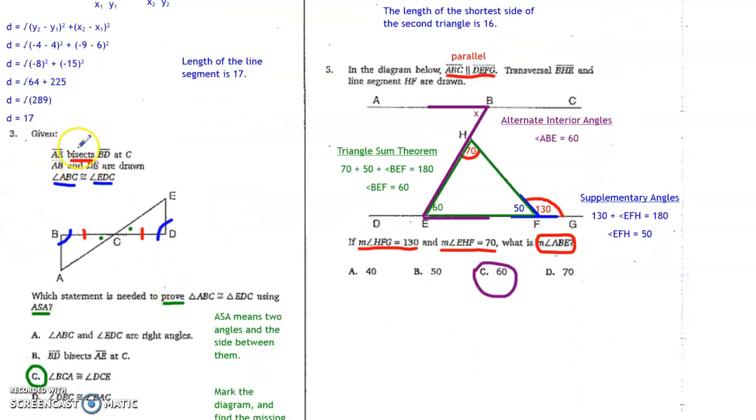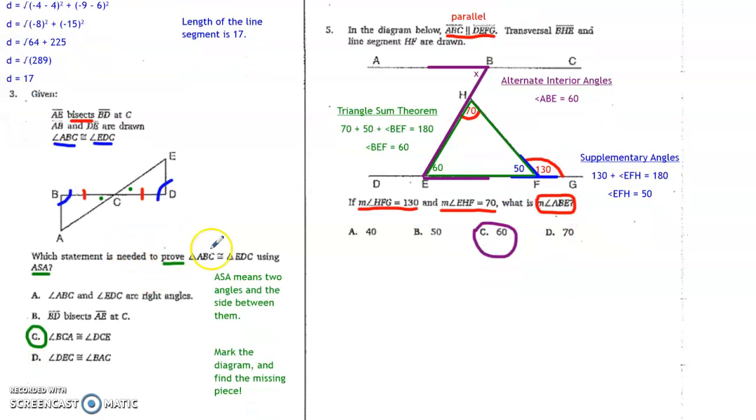For number 3, it tells us that AE bisects BD. It cuts BD in half, so BC and CD are congruent to each other. We don't know anything about AC and CE because it doesn't say AE is bisected, it says AE bisects. AE is the thing doing the cutting. It also says that ABC and EDC are congruent to each other. We marked that on the diagram.